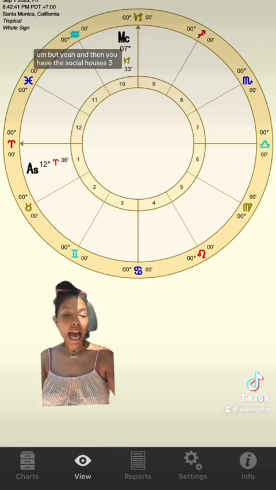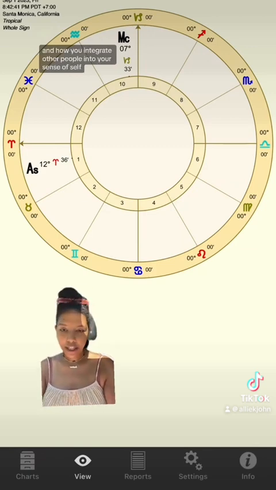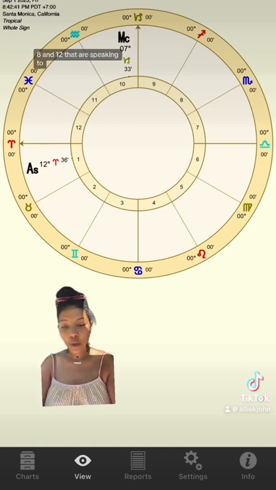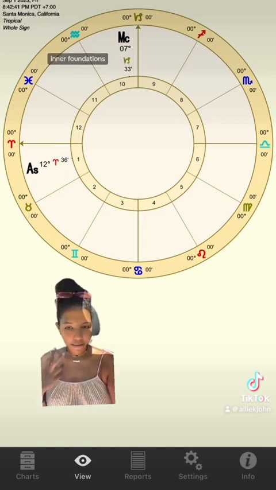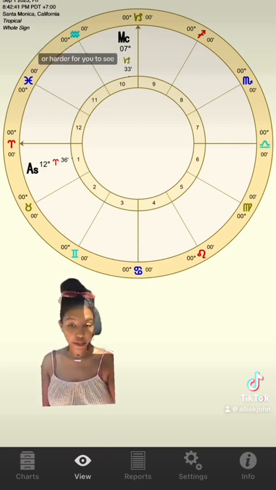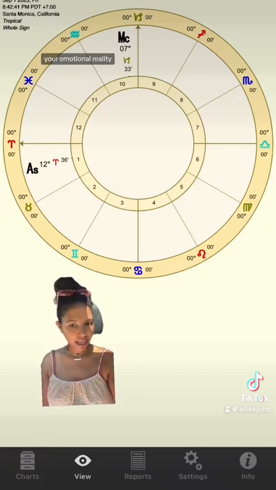And then you have the social houses, 3, 7, and 11, which are speaking much more to relationships and how you integrate other people into your sense of self. And then the internal houses, 4, 8, and 12, that are speaking to inner foundations, parts of you that may be harder for other people to see or harder for you to see, but are very functionally foundational for who you are and your emotional reality.